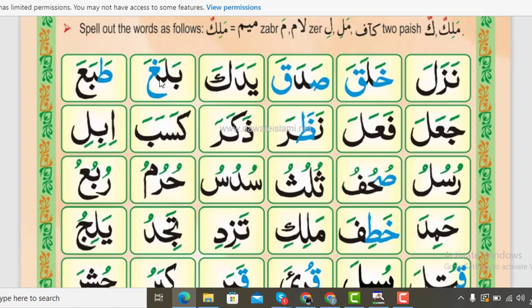Then it is Ba Fatha Ba, Lam Fatha La. Together Bala. See, when lam is used in the middle of the word, the full shape of the letter is not used. Only the tip of the letter, you can say half shape of the lam, is used. So this is Bala, lam in between, and then Ghain Fatha Gha. Altogether Balagha.